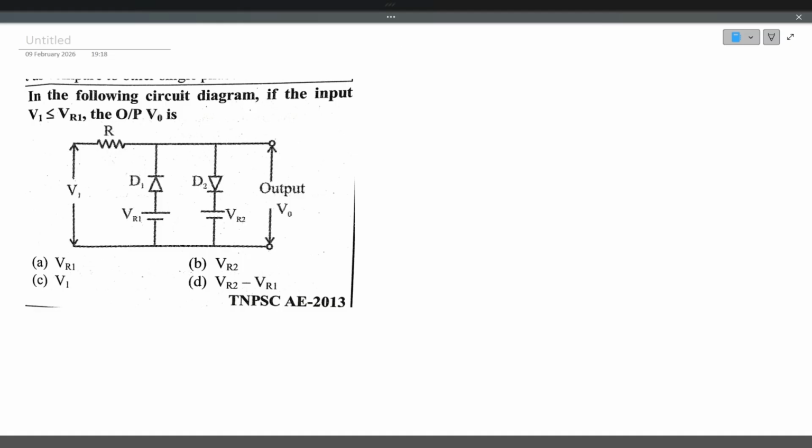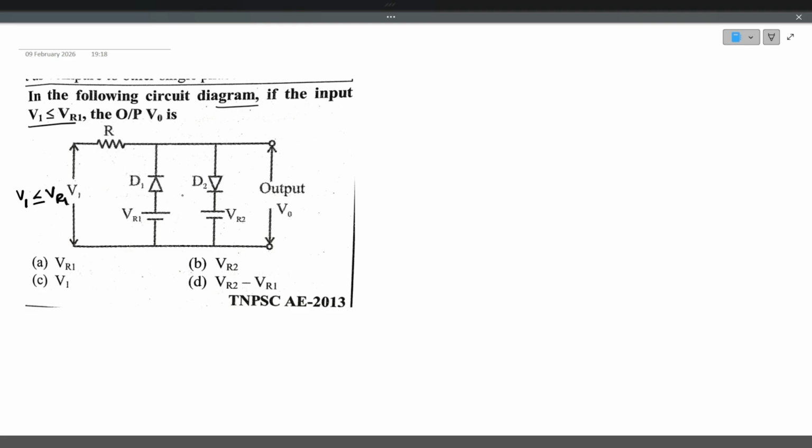Now we'll see the question. In the following circuit diagram, if the input voltage V1 is less than or equal to VR1, VR1 is the reference voltage, the output voltage is? So this is V1. He has given the condition V1 is less than or equal to VR1.